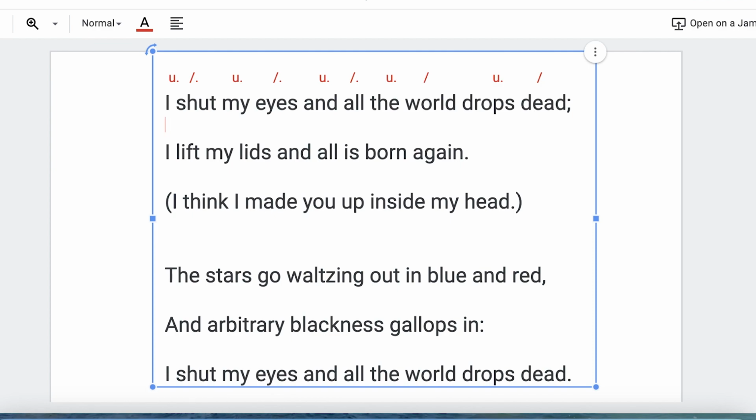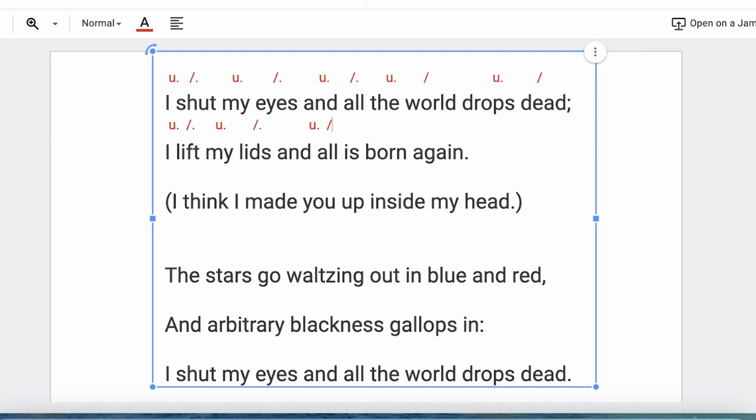Here it's fairly regular, so, I lift. So unstressed, stressed, that slash is unstressed. It's stressed, unstressed, and then I have another stress, my lids. I lift my lids. I don't know if you can hear it rise. This is what we call a rising meter because it rises up.